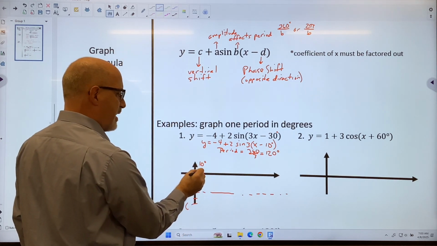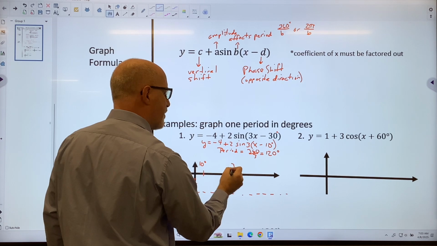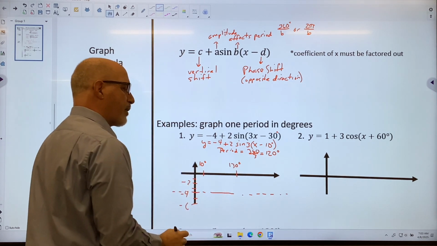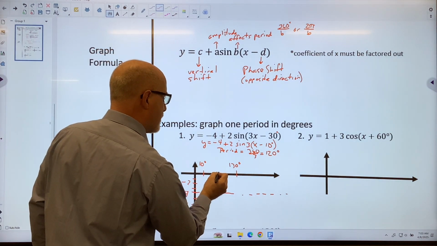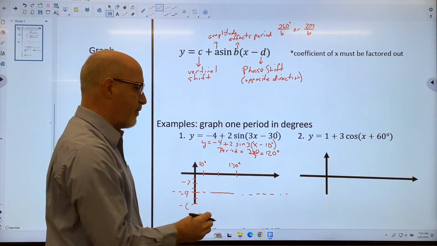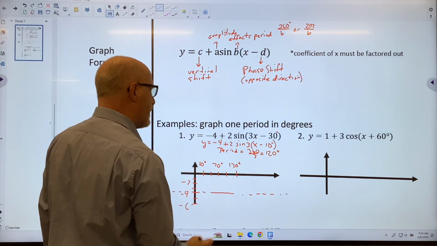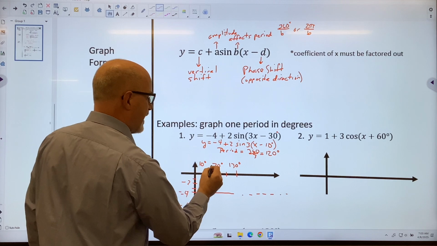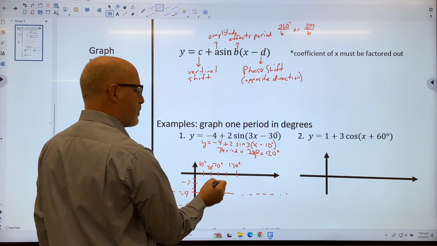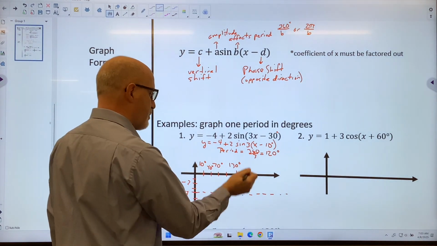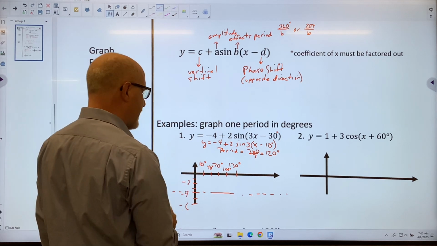So starting at this 10 degrees, I'm going to go out 120 degrees from there, which will get me to 130 degrees. Okay, now I'm going to split that in half. I'm going to go halfway between those two. I add them together, I get 140. Split that in half, I get 70 degrees. Split these two in half. These added together is 80. Split in half is going to be 40 degrees. And then 70 plus 130 is equal to 200. Split in half, I get 100 degrees for that. So those are my key points.